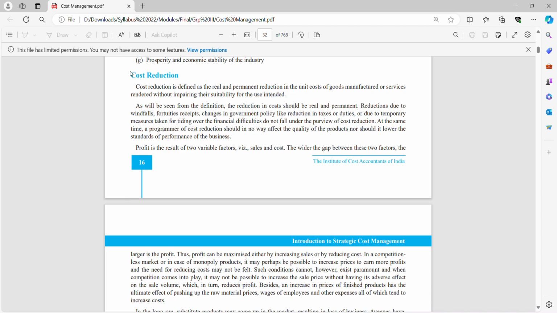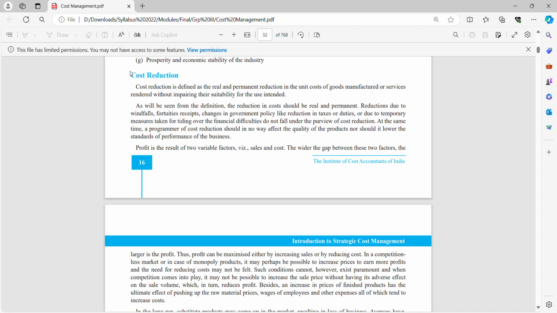My cost reduction should not hamper the quality of my product. If bringing it down from 10 per unit to 9.8 or 9.7 is hampering my product quality, then it is not allowed, not favorable.